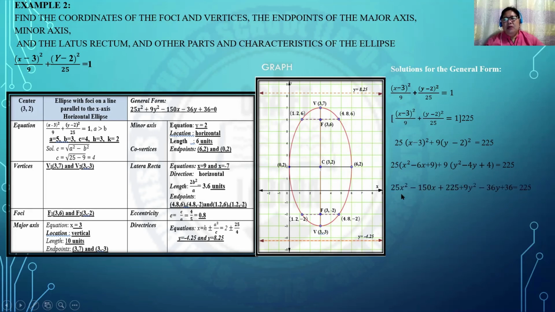Then distribute, you have 25x squared minus 150x plus 225 plus 9y squared minus 36y plus 36 equals 225. And then simplify 225, 36, and negative 225. So the general form is 25x squared plus 9y squared minus 150x minus 36y plus 36 is equal to 0.